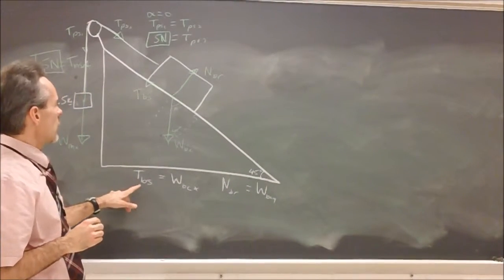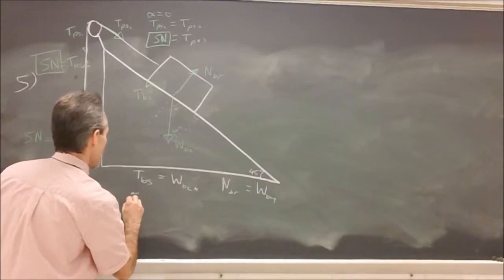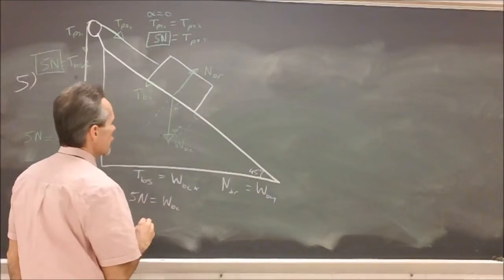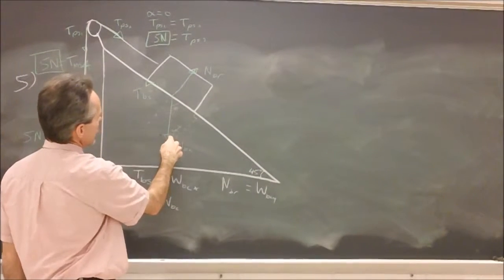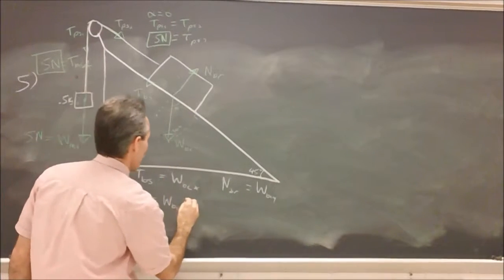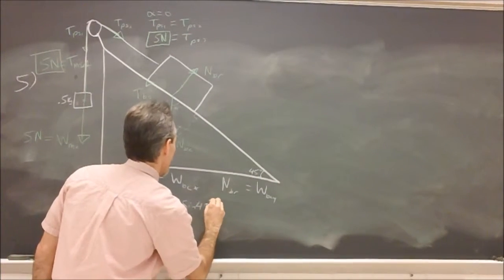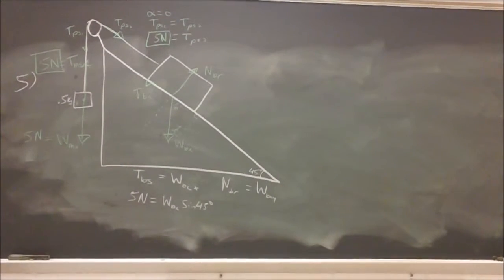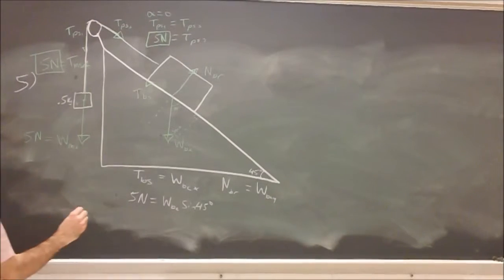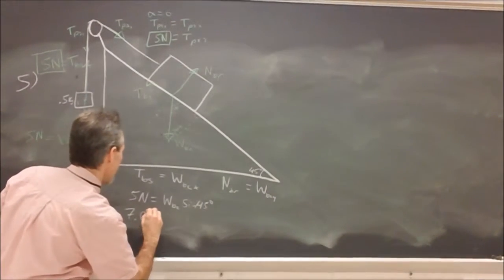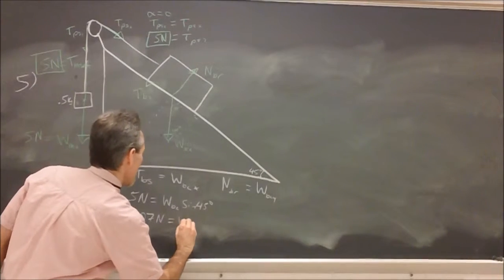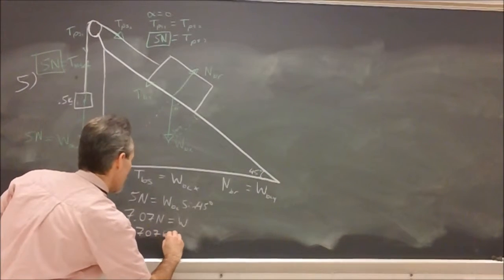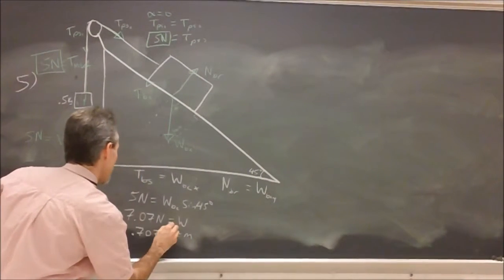And the support on the box from the ramp must be equal to the weight in the y direction. We know the tension on the box from the string, that's the 5 newtons. And so the weight of the box from Earth is going to be given by, see, that's the opposite side, so sine of 45. And so I can figure out what the weight is, and I get the weight to be 7.07 newtons. Therefore, the mass is 0.707 kilograms. That's the mass.